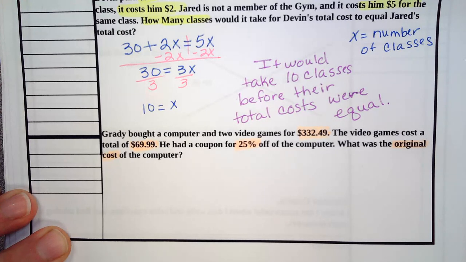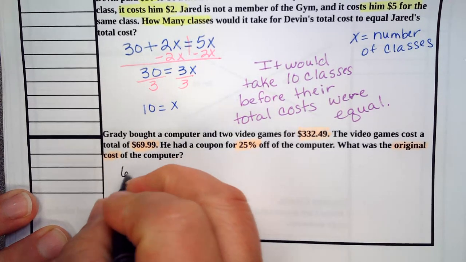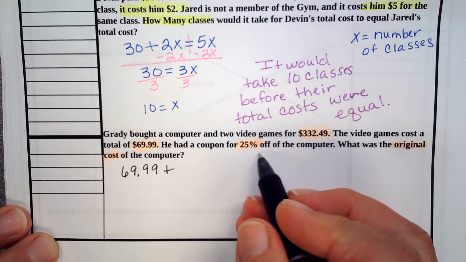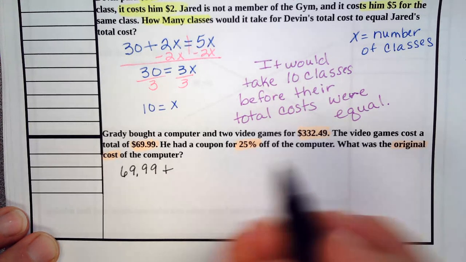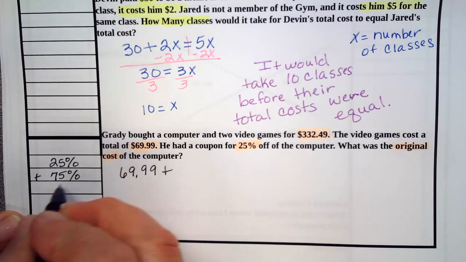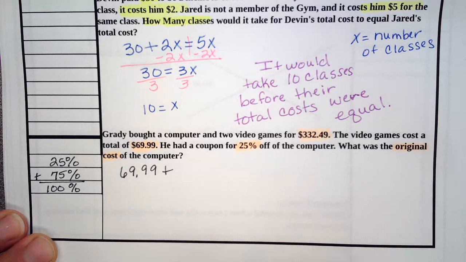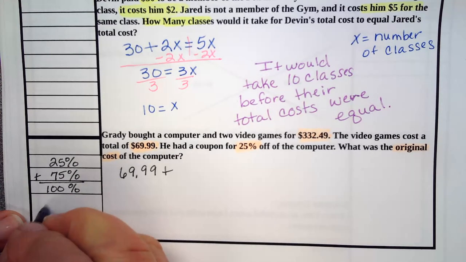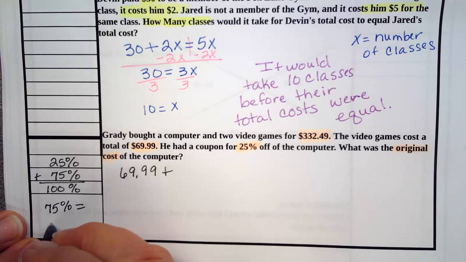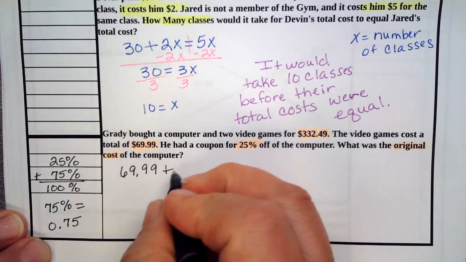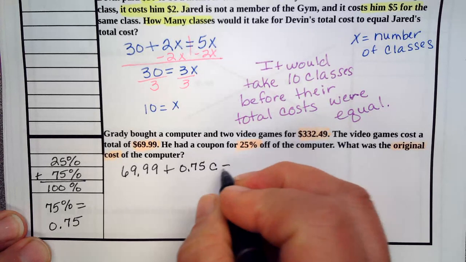So let's put our equation together. He started out with this, so that would be $69.99 plus... He had a 25% coupon off. If he had 25% off, how much did he actually pay? The way you think of it is 25% plus what gives me 100%? That would be 75%. 75% is equivalent to the decimal 0.75. So that's what comes in here now, because our C is the cost of the computer. What is my total?